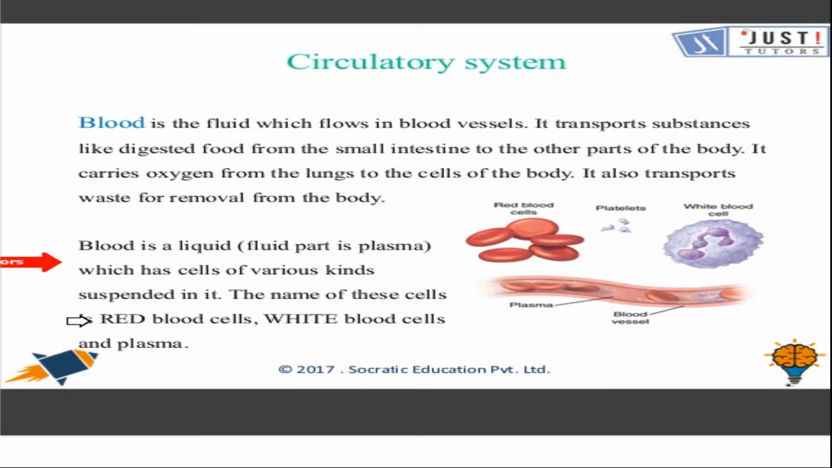Blood is a liquid, and its fluid part is plasma. So the blood is the whole liquid and the fluid part is called plasma. You can even have a look in the picture, which has cells of various kinds suspended in it. The names of these cells are red blood cells, in short RBC, and white blood cells, WBC, and the important part which is plasma.